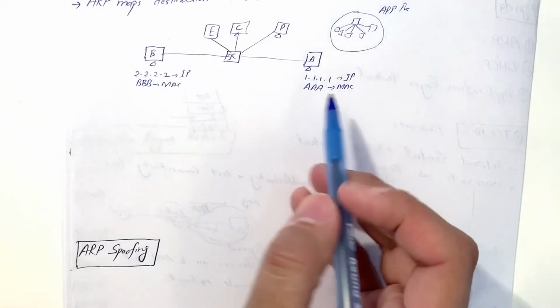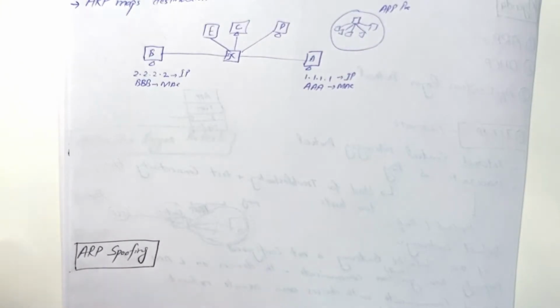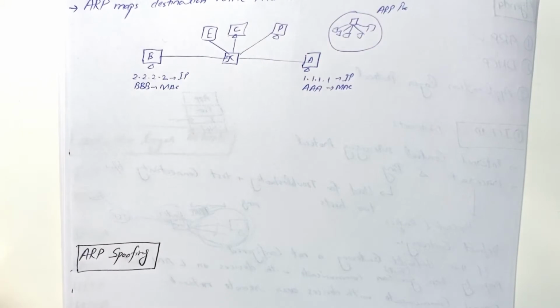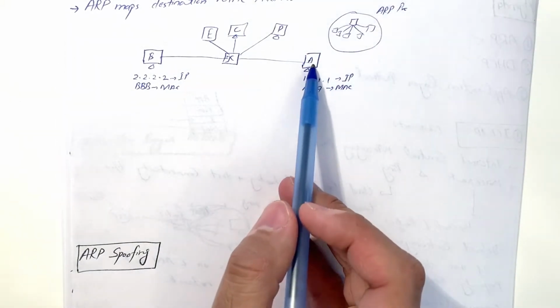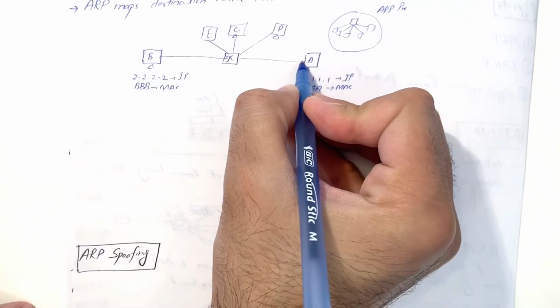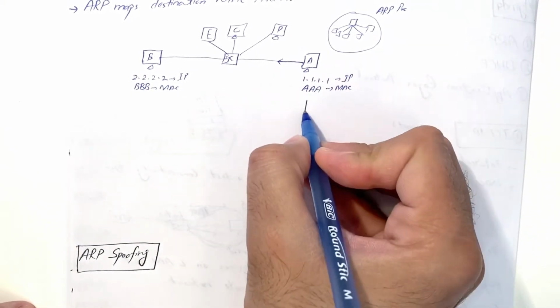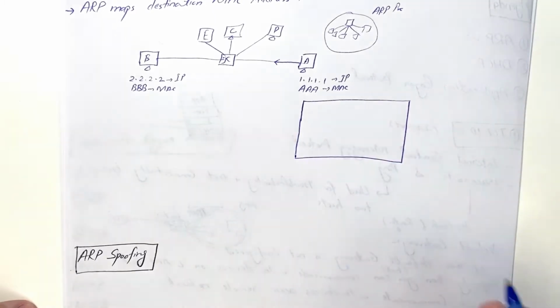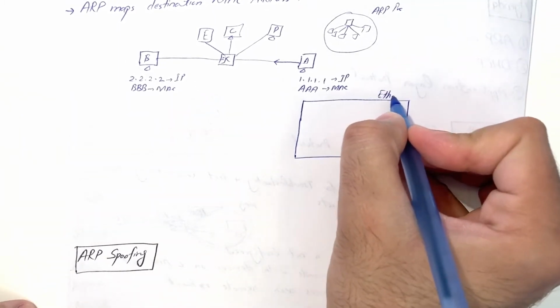Now, for example, computer B just joined the network. And now computer A wants to send a ping packet to computer B. So what does it mean? Computer A wants to send a message to computer B. If you want to send a message to computer B, computer A will create an Ethernet packet. So we will create an Ethernet packet here.